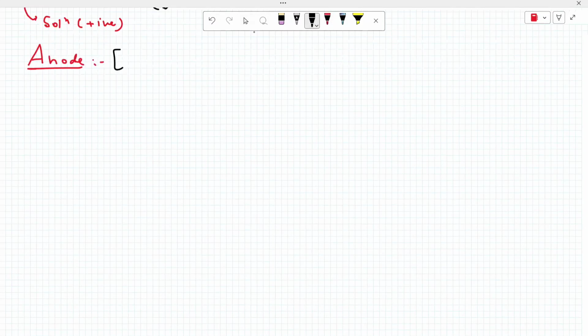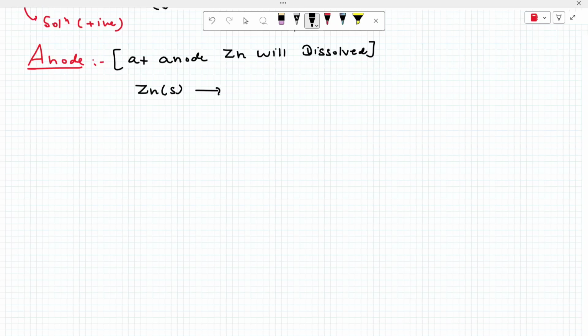Anode is zinc, right? At the anode, zinc will dissolve. It means Zn solid becomes Zn2+ aqueous plus 2 electrons.